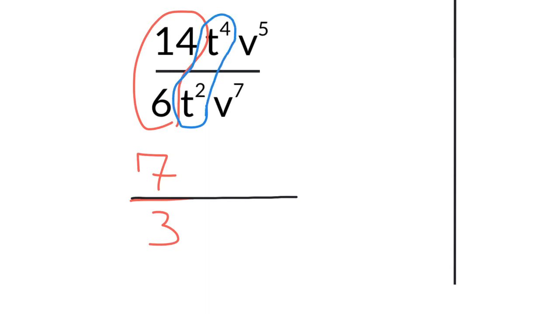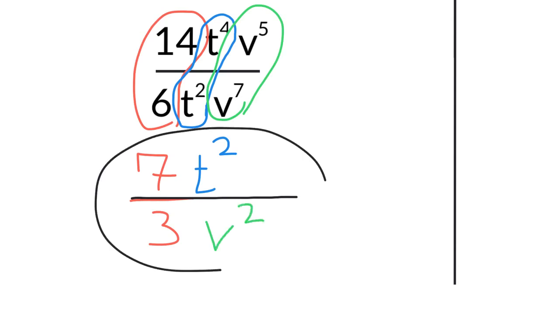Let's focus on the t variable. T to the 4th divided by t squared. 4 on top, 2 on the bottom. 2 are going to cancel. We're going to be left with t squared on the top. My last variable, v to the 5th over v to the 7th. I have 5 on top, 7 on the bottom. If 5 cancel, we're going to be left with 2 on the bottom, v squared. And this would be our final answer. 7/3 t squared over v squared.